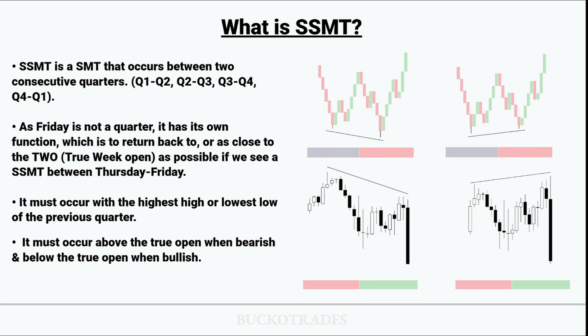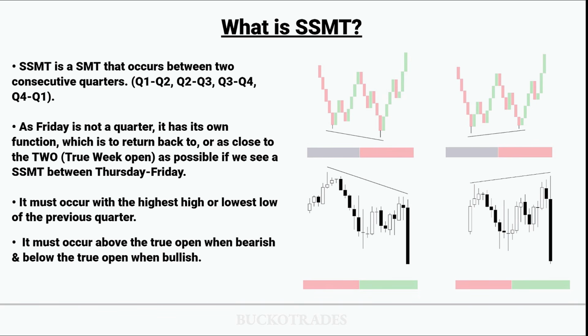However, Friday has its own function, which is to return back to or as close to the true week open as possible. We will only see this occur if there is a weekly cycle sequential SMT between Thursday and Friday, or if we already got one between Wednesday and Thursday. We can anticipate Friday to be a continuation of that move. And you are also probably wondering if we can have a sequential SMT between Friday and Monday, and the answer to that is yes, as like I mentioned previously, we can just treat Friday like a regular quarter.